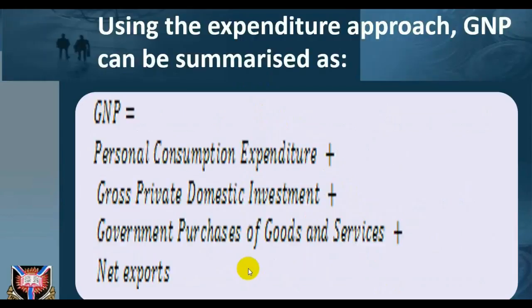Using the expenditure approach, GNP can be summarized as GNP equals personal consumption expenditure plus gross private domestic investment plus government purchases of goods and services plus net export.